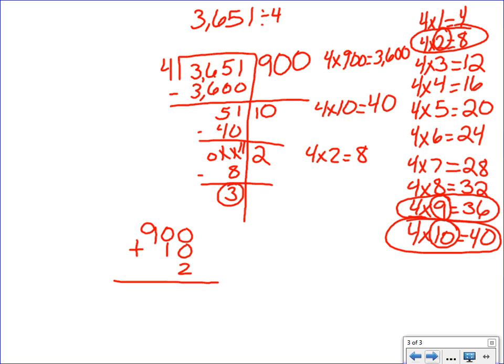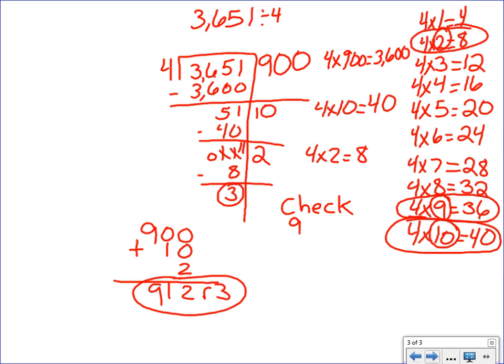One problem that students will make is that they won't line up their place values. Please, please, please help me and make sure that they line up those place values. Sometimes that's where they make their careless mistakes. So I think my answer is 912 with a remainder of 3, but I'm going to check it.